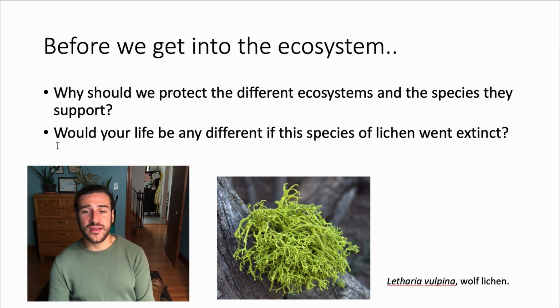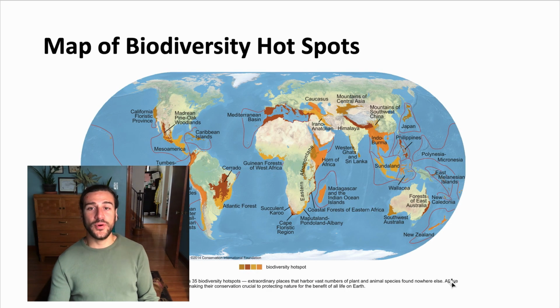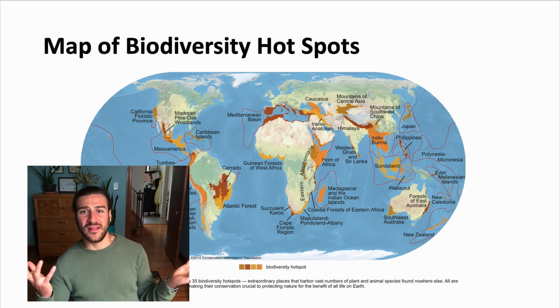But before we get into the ecosystem, why should we protect different ecosystems and the species they support? Like, talking about biodiversity, should we put all of our conservation efforts in just these areas to conserve as much biodiversity as we can? Should we deforest and utilize and maximize the boreal systems and tundra systems, because there's just not a lot of biodiversity there?